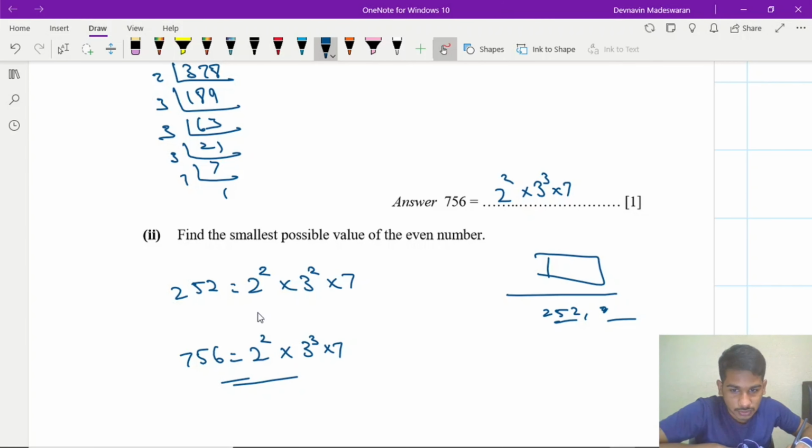There is at least a 2, so this could be the thing. It doesn't have to have any 2's? No, but then it's an even number, so it needs to have at least one 2. As for the 3's, it has to have 3 3's, because 756 has 3 3's and it is the lowest common multiple. And it doesn't need to have any 7 because 7 comes from there. So it's going to be 2 times 3 cubed. 3 cubed is 27. 27 times 2 is going to be 54.